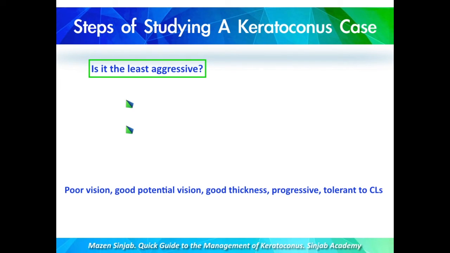Another example, a patient has poor vision but good potential vision, good thickness, progressive disease, and he is tolerant to contact lenses. Based on other parameters, the options are corneal cross-linking followed by contact lens fitting, or corneal cross-linking with customized laser vision correction followed by glasses. Of course, the least aggressive is corneal cross-linking followed by contact lens fitting.